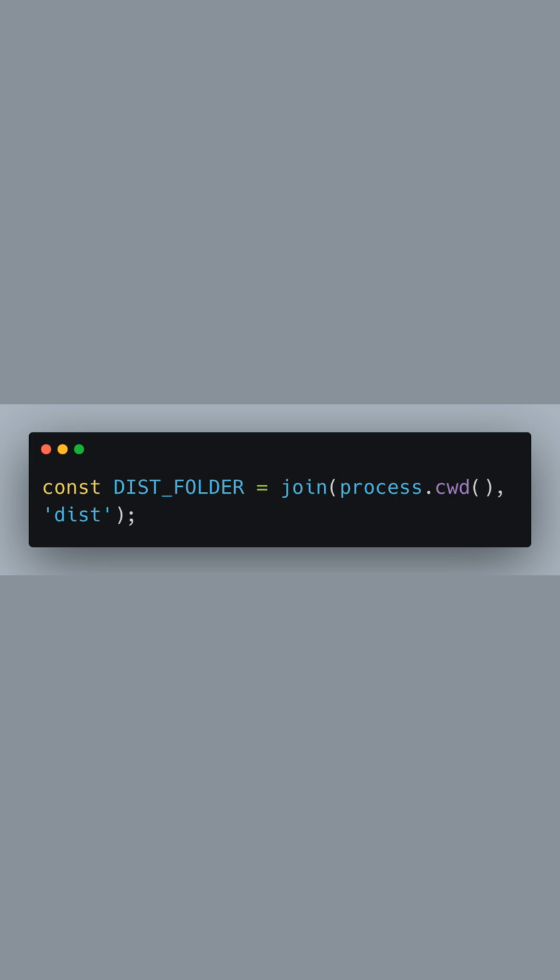DIST_FOLDER is being set to the directory where our compiled Angular application resides. This would typically be the dist folder after running the Angular build process.